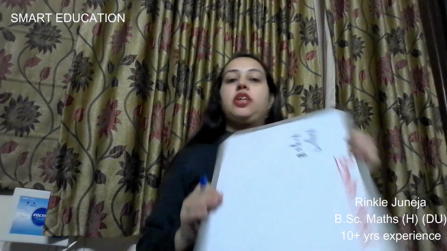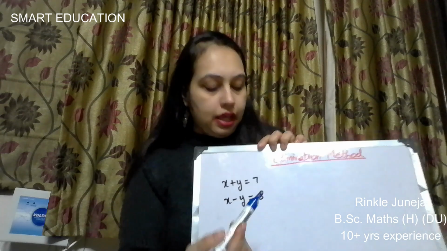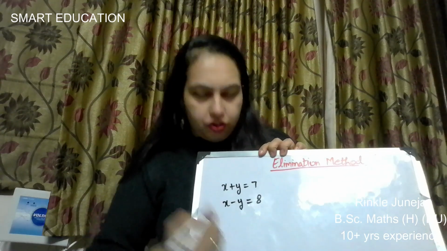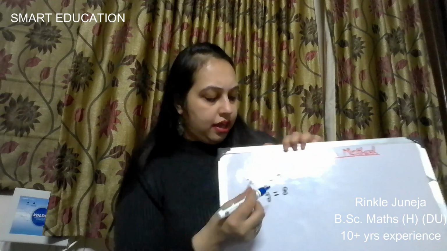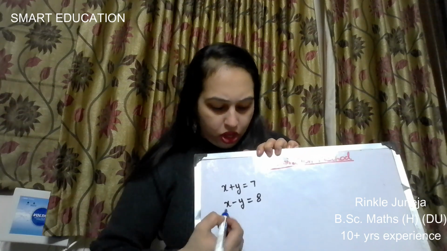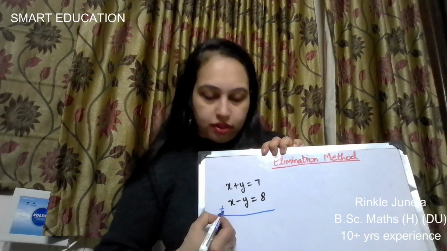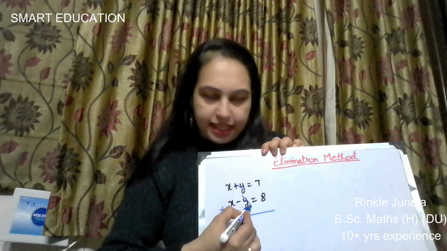Now let's try and solve the same equation using the elimination method. Elimination means to eliminate, to reduce. So here, if we see carefully, there are two ways to solve it. First way, if we eliminate y, if you can see, we have plus y and minus y. So let's add the two equations. If we add the two equations, then plus y and minus y gets cancelled.